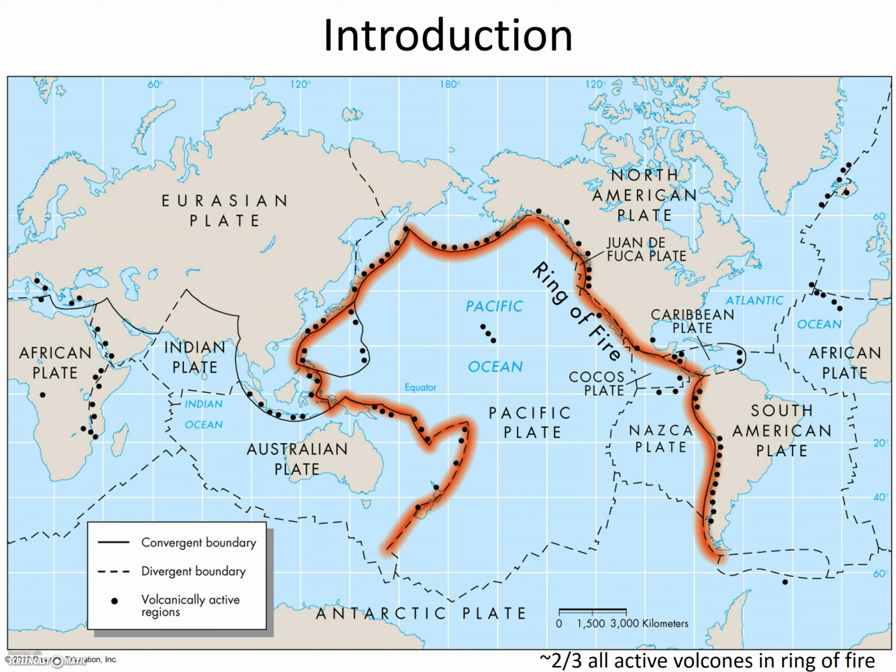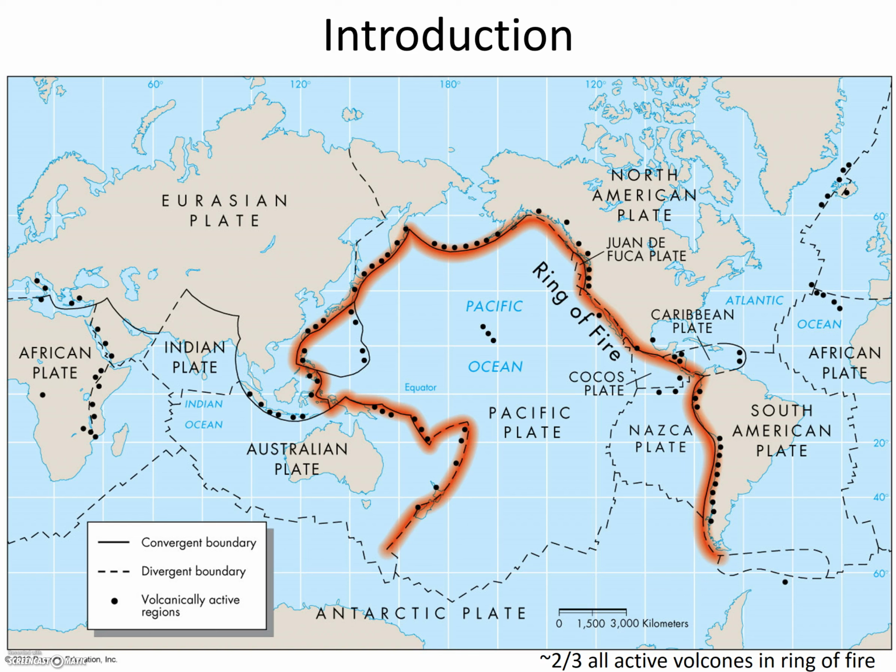About two-thirds of active volcanoes at the surface of the Earth are in the Ring of Fire, seen in this image in orange. Volcanoes are formed as molten rock, known as magma, rises to the surface. When the magma reaches the surface through an opening, known as a volcanic vent, the molten rock is known as lava. Term review: magma below the surface, lava on the surface.